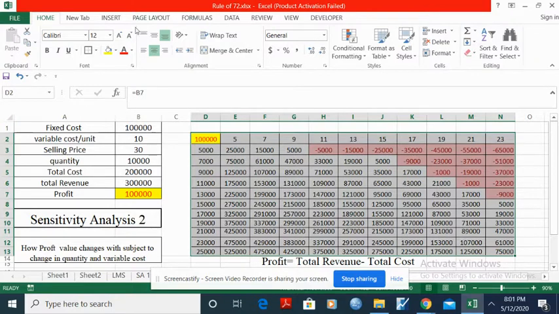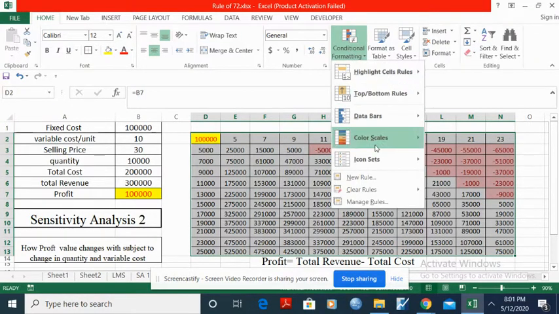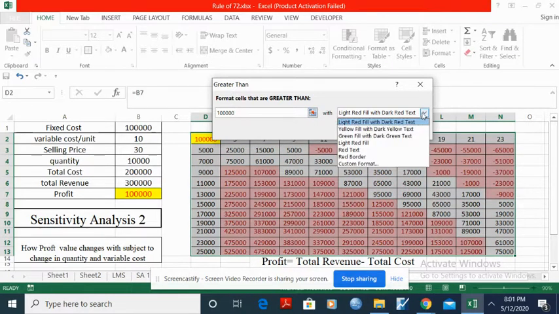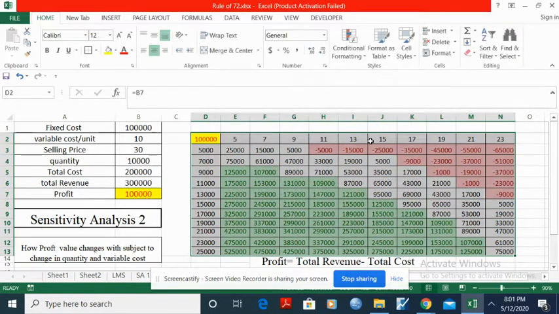Suppose you want to get, say, more than 50,000 rupees profit, or say for example 1 lakh rupees. Select another color for highlighting and click OK. See here, like this you can see what combination of variable cost per unit and quantities should be selected in order to get so and so profit.